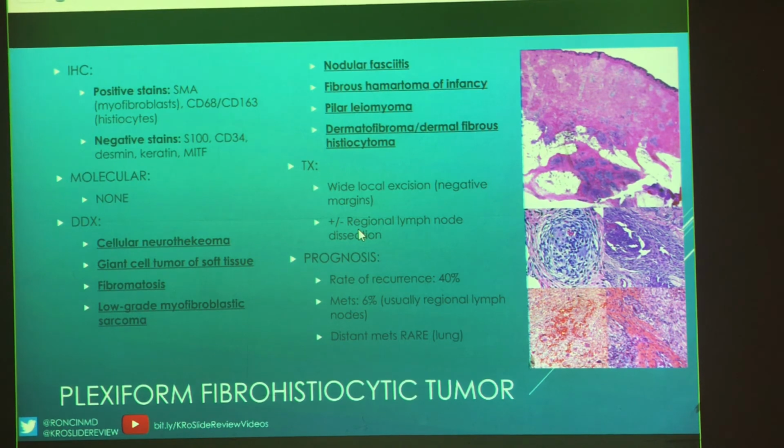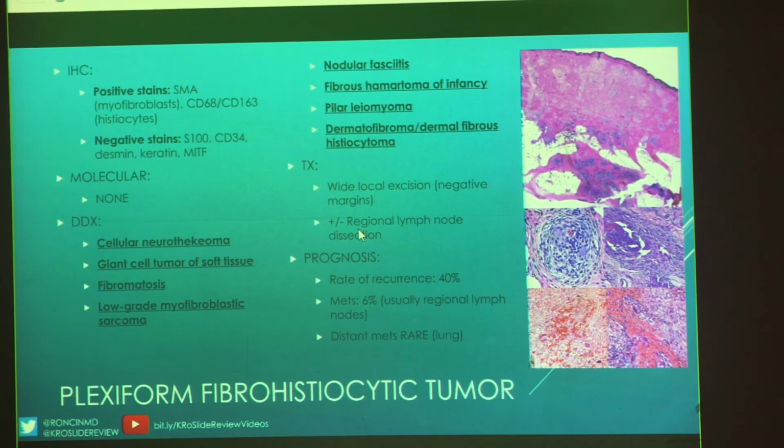And your differential is a little different from what we saw in some of our other cases. So: cellular neurothekeoma, giant cell tumor of soft tissue, fibromatosis, low-grade myofibroblastic sarcoma, nodular fasciitis, fibrous hamartoma of infancy, pilar leiomyoma, and dermatofibroma or dermal fibrous histiocytoma. Since we just went over dermatofibroma, hopefully you can appreciate why they would have that in the differential.